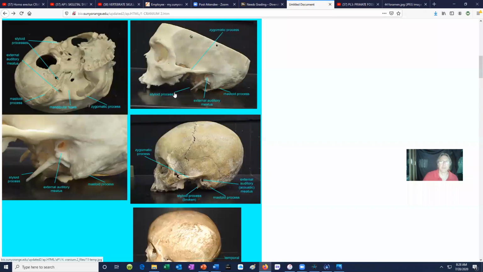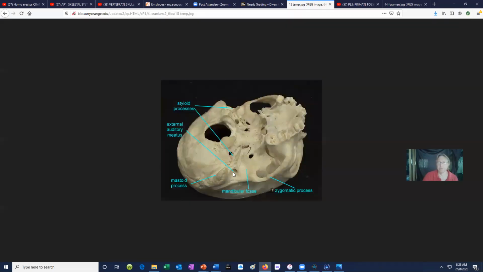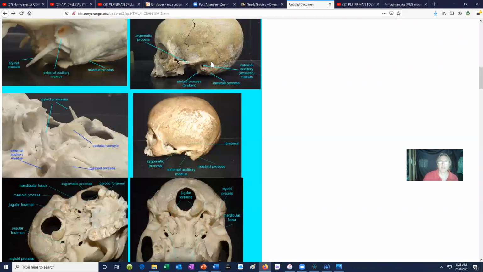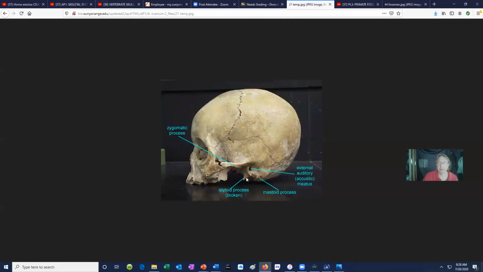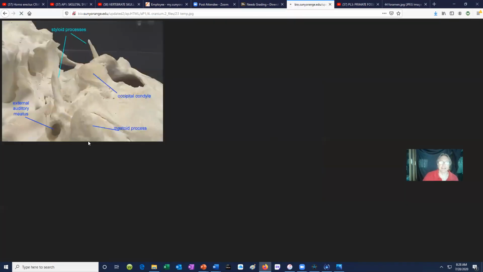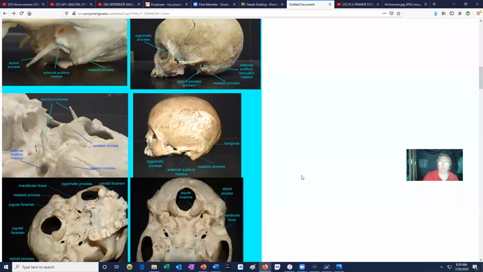So when we look at this view of the temporal bone, you can see the external auditory meatus, the mandibular fossa, the mastoid process, the styloid process. Okay. Notice that the styloid process can vary. It isn't always quite as long. It's fragile, so in many skulls, it can be broken. Once again, external auditory meatus, styloid process, mastoid process.